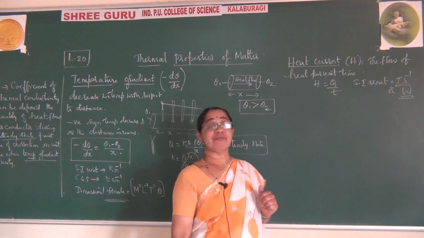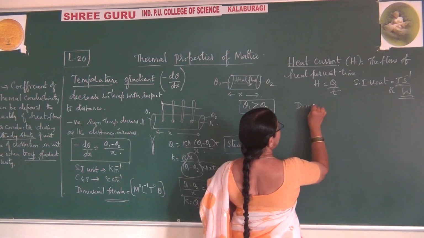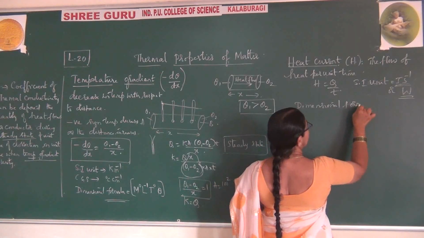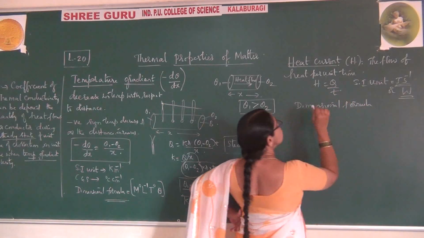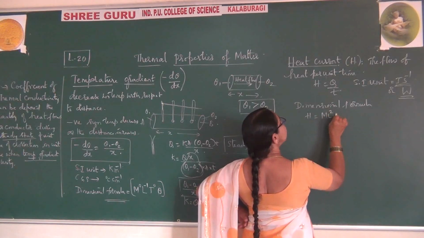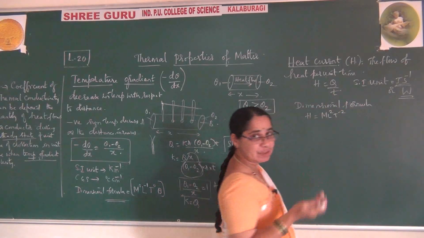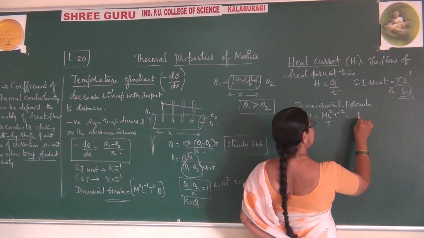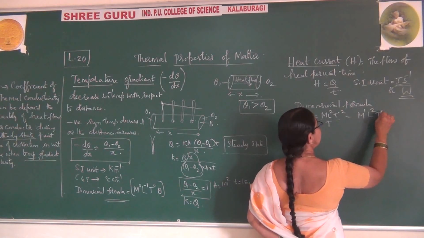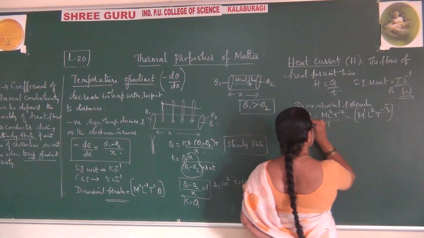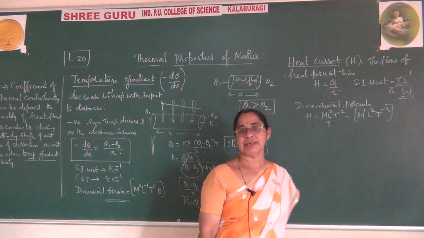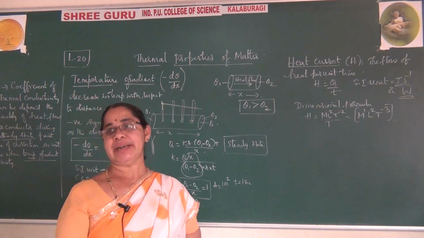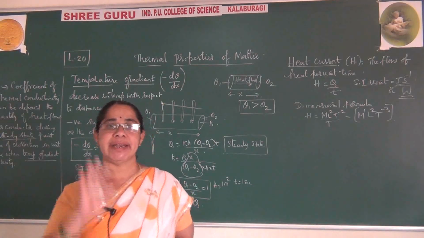Now, if you want to write the dimensional formula, you can write it here. H is equal to ML squared T raised to minus 2. Quantity of heat, heat is a form of energy. To write the dimensional formula, it is energy divided by T. Therefore your formula becomes M to the power of 1 L squared T raised to minus 2. So this is the dimensional formula for heat current. So these three steps you remember: the flow of heat, that is quantity of heat per unit time, is called heat current.